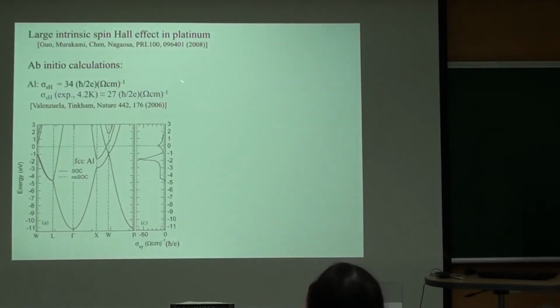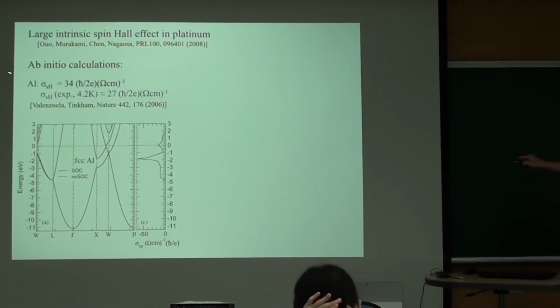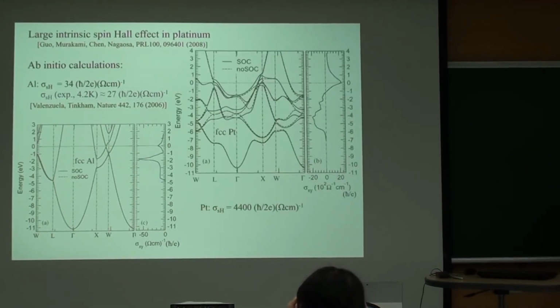Okay, so first I apply my code to do FCC aluminum and found the same order of magnitude at a very low temperature as experiment can measure. And then we also apply to platinum. Now this is an important finding because we found that platinum has a huge spin Hall effect, 10 times larger than experimental people measure. You can see this is the spin Hall conductivity calculated as a function of Fermi level, and for platinum we are lucky because at the real Fermi level we have this peak here, which I'm going to explain.